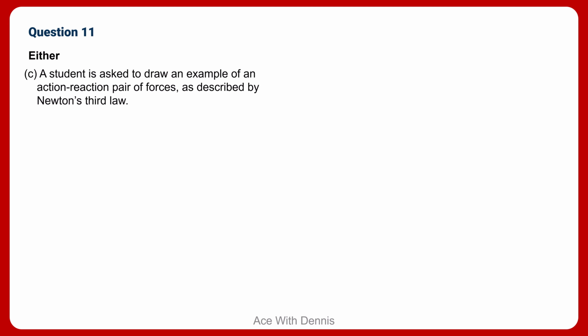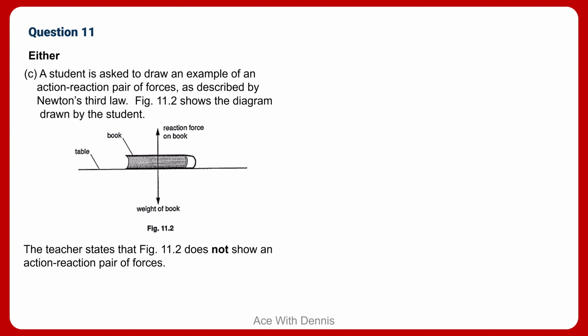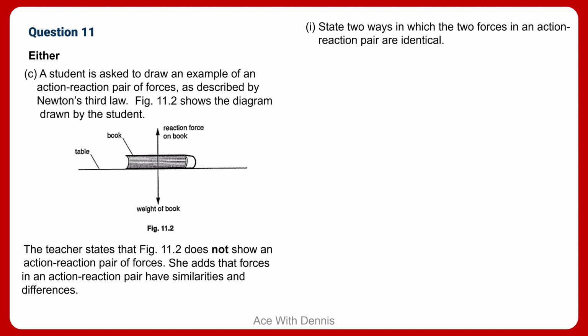C. A student is asked to draw an example of an action-reaction pair of forces as described by Newton's third law. Figure 11.2 shows the diagram drawn by the student. The teacher states that figure 11.2 does not show an action-reaction pair of forces. She adds that forces in an action-reaction pair have similarities and differences. Part 1. State two ways in which the two forces in an action-reaction pair are identical.